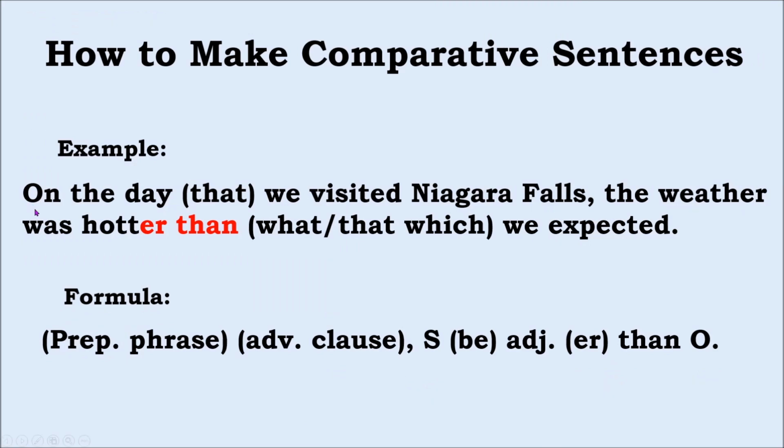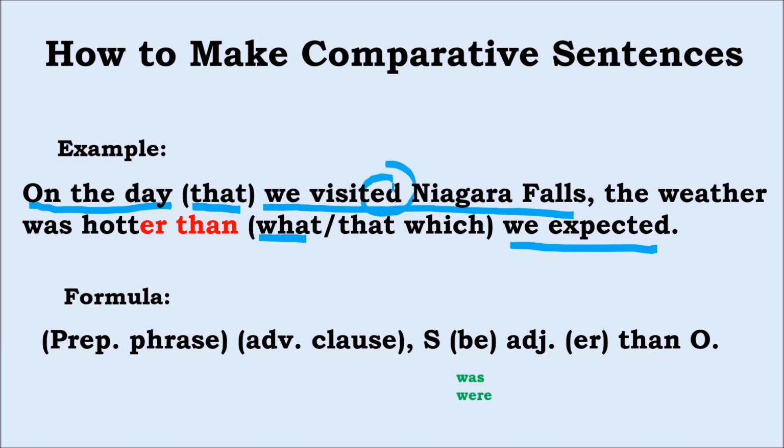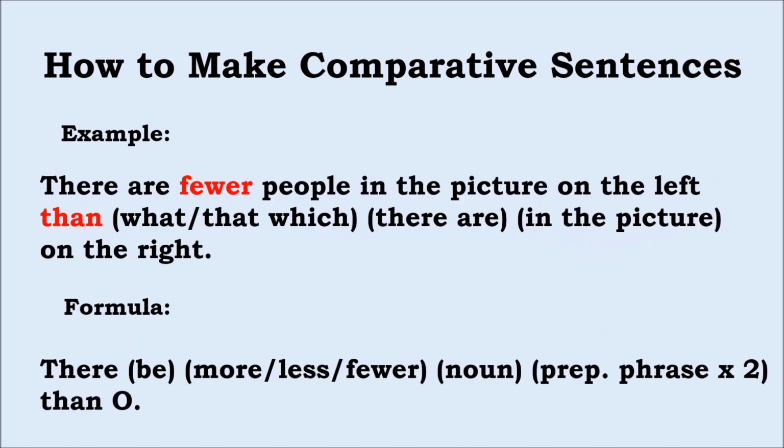In the first sentence, we have a prepositional phrase, on the day, and an adverb clause. An adverb clause is a relative clause that modifies the verb somehow. The weather was hotter than we expected. And here, again, another relative clause. Why do we have to use was, were, instead of am, is, are? Great question, Yudee. It's because our adverbial clause fixed the time in the past. Therefore, this is a past tense verb.